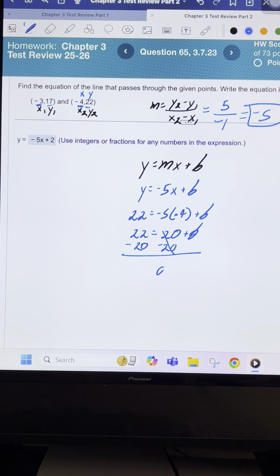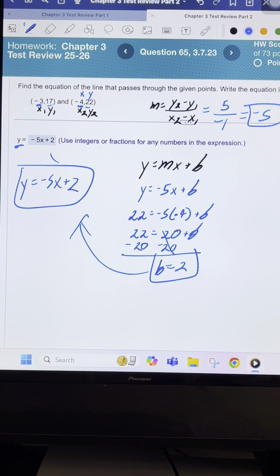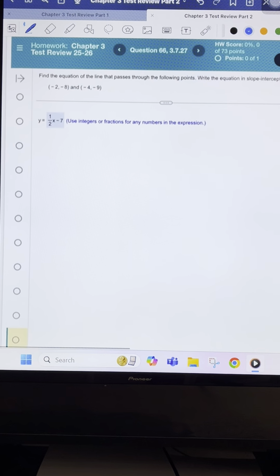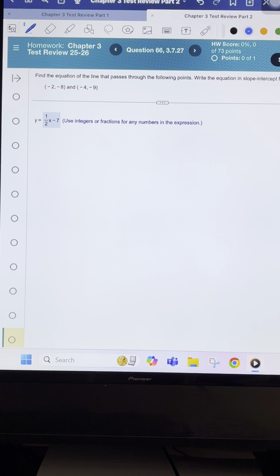22 equals, what's negative 5 times negative 4? That is 20 plus b. Minus 20, minus 20. My b is equal to 2. So now that my b is 2, I can write down my final answer in slope-intercept form, how they wanted it. Right here, y equals something. So y equals negative 5x plus 2.